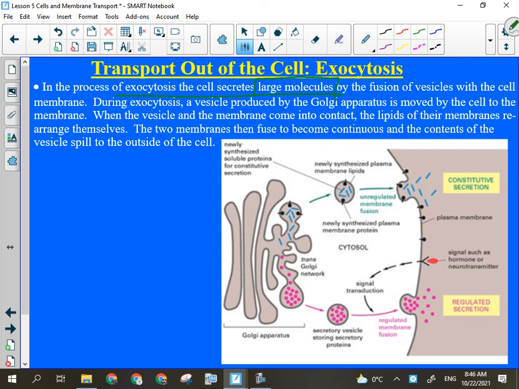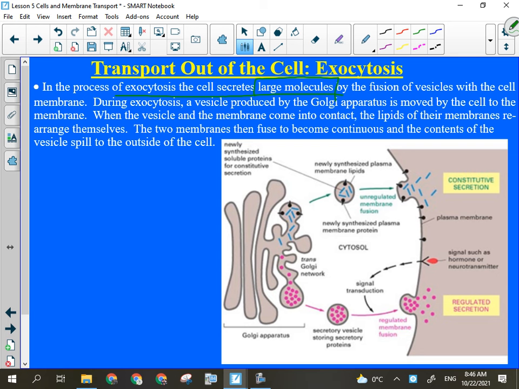All right? So exocytosis is the secretion of large molecules by the fusion of vesicles with the cell membrane. So this usually results from the Golgi apparatus making one of those vesicles. Okay, so it's either packaging waste or it's packaging stuff that the cell has produced and wants to export. Okay, so that transport vesicle will move towards the membrane.